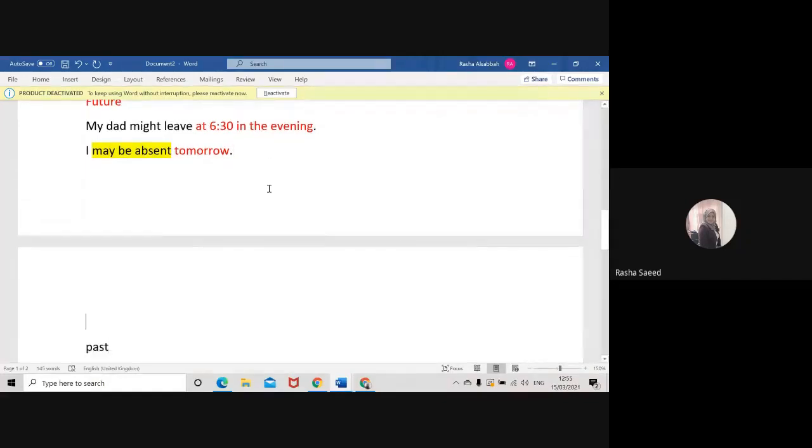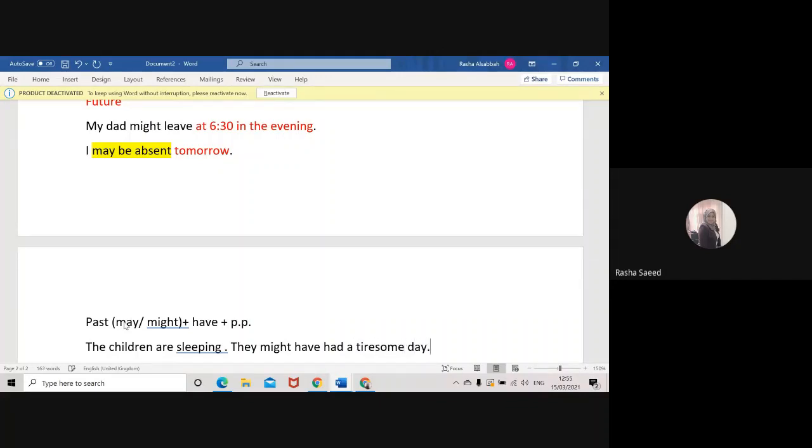Let's move to conjectures referring to the past. For the past, we said we use may or might. With may and might we use have and the past participle of the verb. For instance, the children are sleeping. They might have had, by the way, a tiresome day. Where's the past participle of the verb?